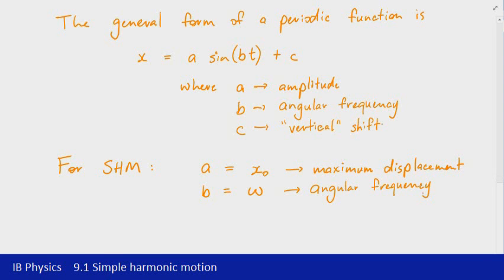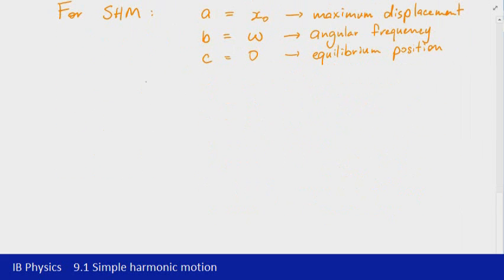And as I said, the value of c here is going to be 0, and that's because we're dealing with oscillations around the equilibrium position. So we will never see any values of c being anything but 0. That means that we can simplify that equation or represent it more specifically in the context of simple harmonic motion in this way. So x is equal to x naught sine omega t. I'm going to highlight that one because that's in the data booklet. It's one that you need to be aware of.